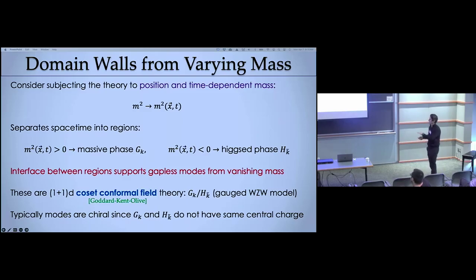And then there are, of course, some codimension 1 regions, these domain walls, which are interfaces, and these will support gapless modes from the fact that the mass vanishes. What are these gapless modes? Well, we know what they are on general grounds. These are a 1 plus 1D coset conformal field theory. So I will write it this way, G_K mod H_K tilde. What that means, if you're not familiar with it, is you take the G_K WZW model and you gauge H_K tilde. And typically these modes are chiral, since G_K and H_K tilde do not have the same central charge. So there are some chiral modes on this wall.